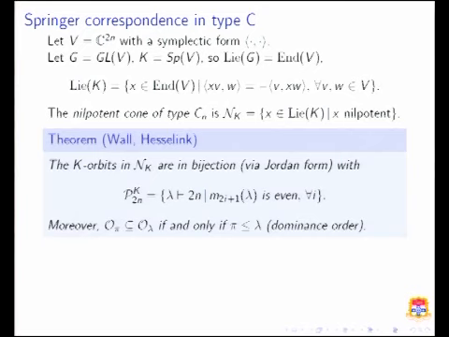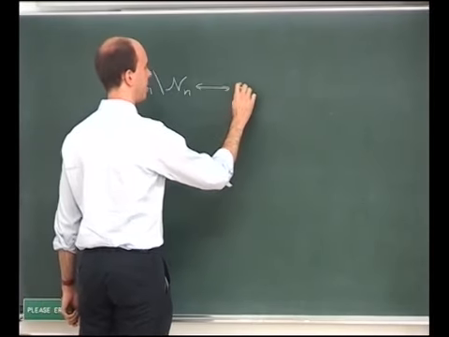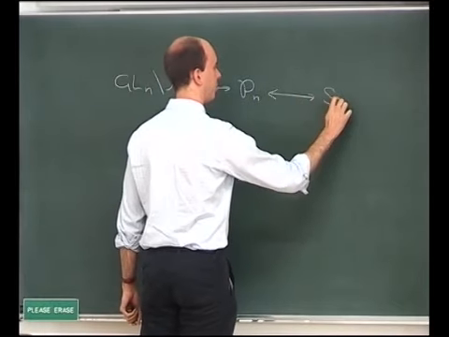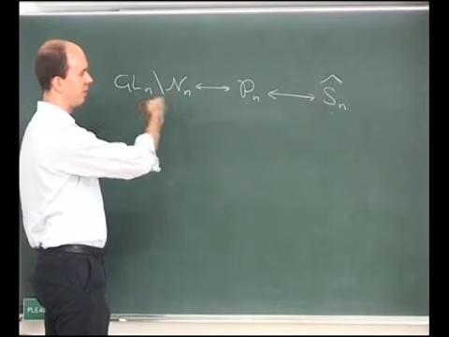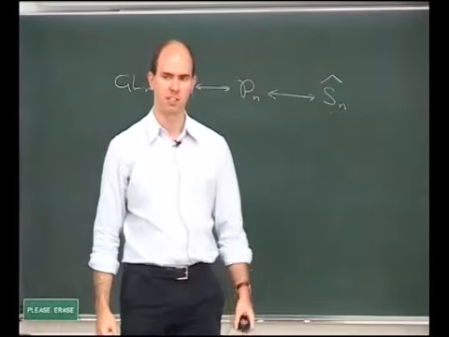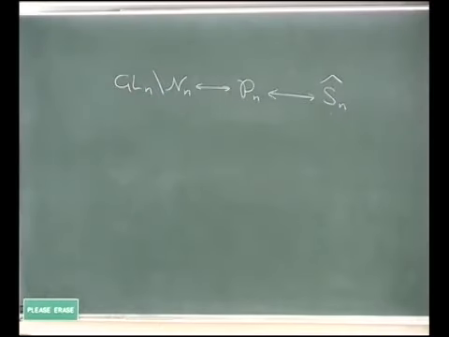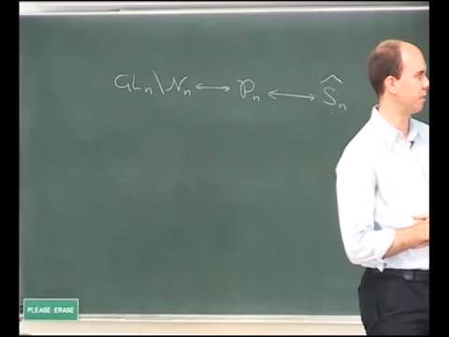So that's nice, but it's not quite as nice as it could be, because of course you remember in type A, the situation's even better, because the GLN orbits on its nilpotent cone are in bijection with partitions of n, and that's in bijection with irreducible representations of the symmetric group, which is the Weyl group of GLN. So you have this perfect bijection between orbits in the nilpotent cone and irreducible representations of the Weyl group.